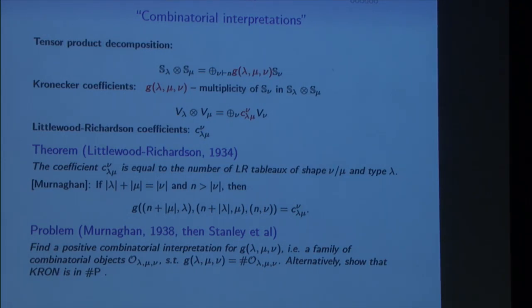Deciding positivity is already NP-hard, which is a miracle in some sense, because the Littlewood-Richardson coefficient happens to count the number of integer lattice points in a very nice polytope, which is not really true for the Kronecker coefficients. And of course, proving all of these statements precisely is another issue.